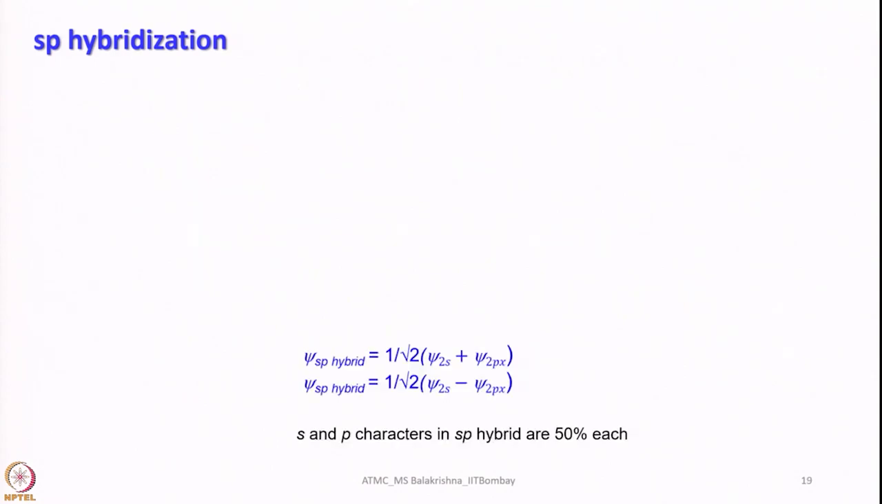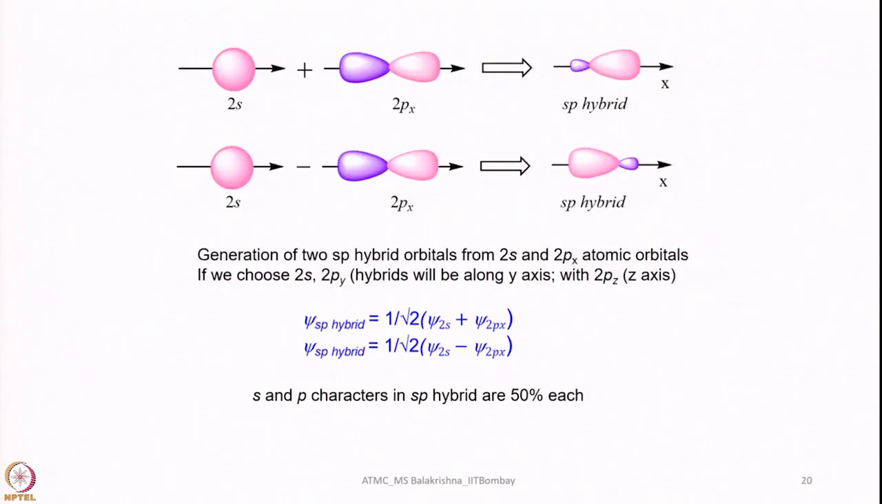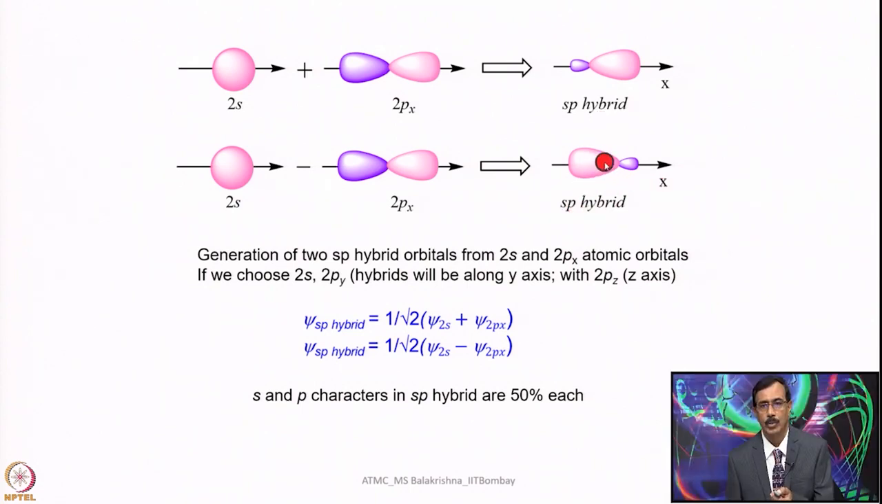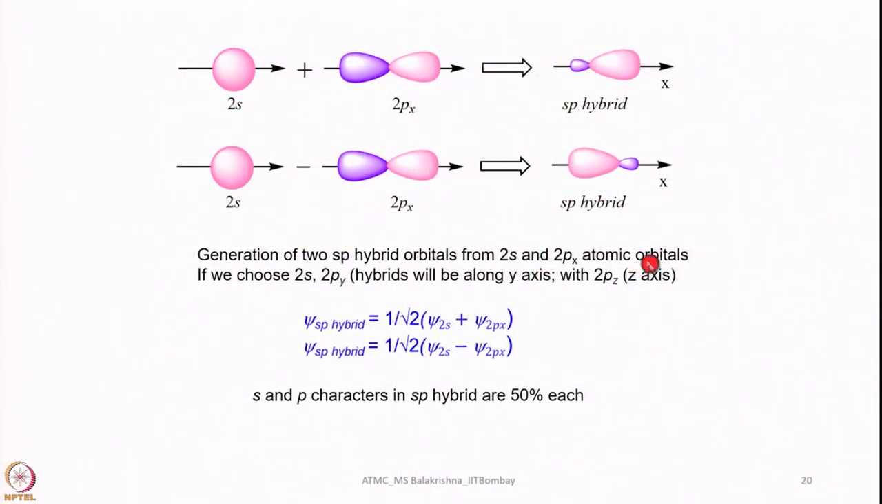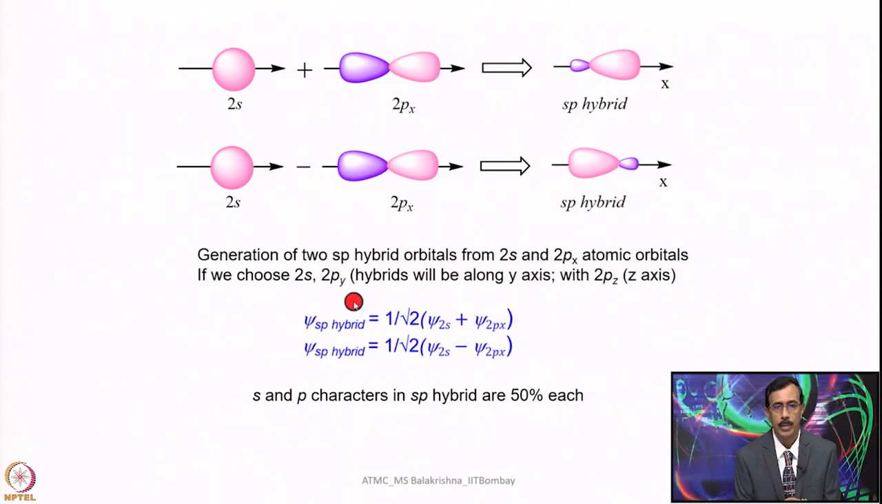Of course, if you are interested, I have also given here the orbital wave functions, and the s and p characters in sp hybrid are 50% each, and this is how you can write the wave function. Here you can see 2s is there, and then 2px, combined to generate an sp hybrid in the x direction, and similarly another hybrid in the x direction, of course pointing exactly opposite to each other, and the two would look something like this. Now we have two sp orbitals disposed at an angle of 180 degrees, and the atom coming should overlap here and overlap here, giving a linear geometry. The generation of two sp hybrid orbitals from 2s and 2px orbitals is shown, and if we choose 2s and 2py, the hybrid will be along the y axis, and if we choose 2pz, it will be along the z axis.